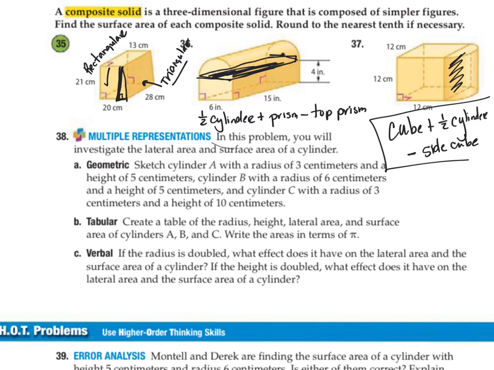I also want to add on these the answers so that you know if you got them right or not. Number 35 should be 2,824.8 square centimeters. 36 should be 427.6 square inches. And 37 should be 1,059.3 square centimeters.